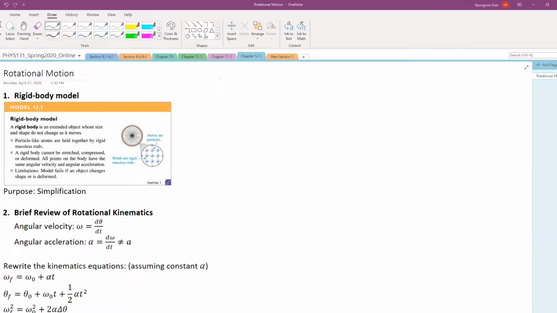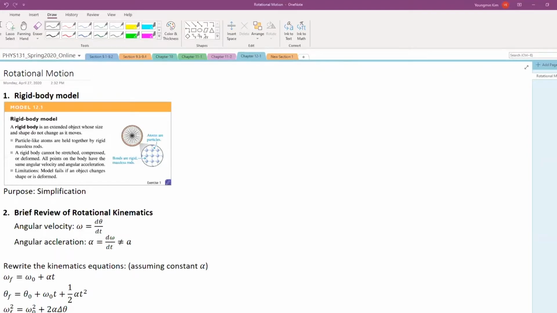Number two, let's review briefly the rotational kinematics. We learned from our previous lectures about angular velocity. Angular velocity is defined as the change in theta over time. And angular acceleration, alpha, is the change of omega, the angular velocity, over time. It is not to be confused with the linear acceleration or tangential acceleration.